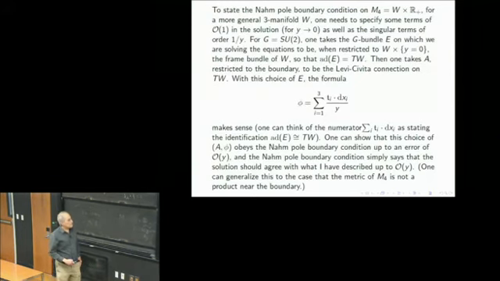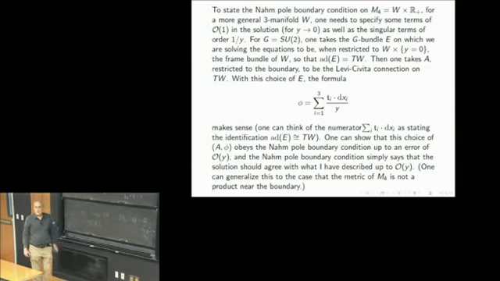So I only stated this for SU2. But for any group, you take what I've just explained and embed it in the group using the principal embedding. And that's what the solution looks like up to terms of order y. Well, sorry. The Nahm pole boundary condition is the statement that the solution must look like that up to terms of order y.